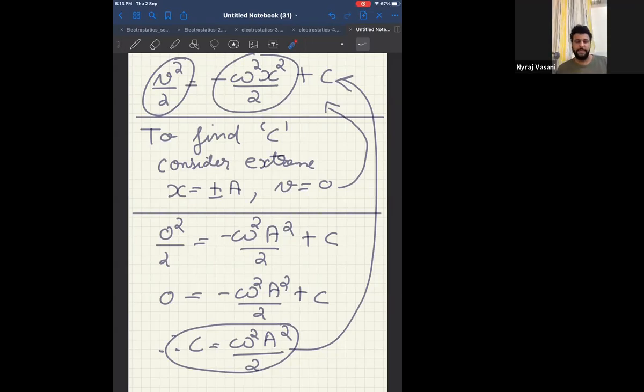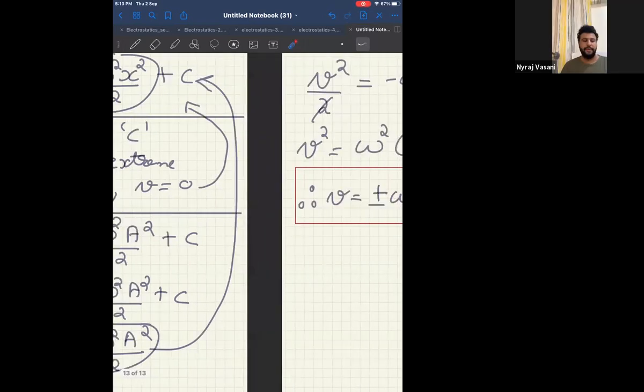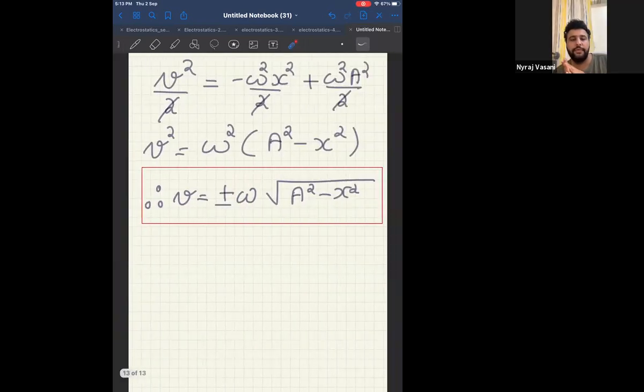Can I go to the next slide? Yes, sir. Now by putting c is equal to omega square a square by 2, I get the final answer for my velocity, which is plus or minus omega root of a square minus x square.